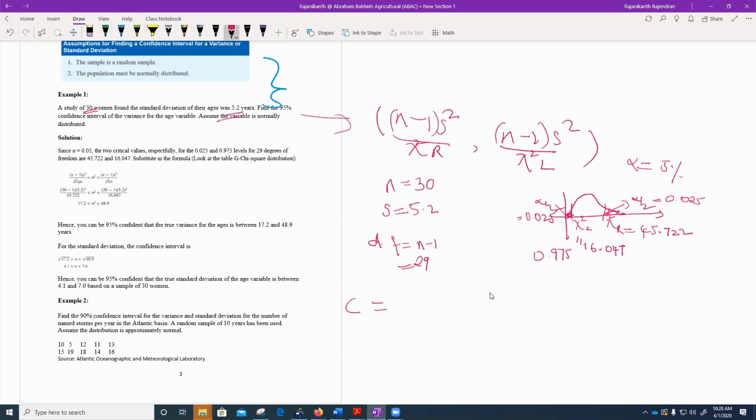Therefore, my confidence interval CI is, using this formula and plugging in the values, n minus 1 is 29 times s squared, which is 5.2 squared, over the chi-squared right point, which I got as 45.722. Then for the right-hand point of the interval, again 29 times 5.2 squared over the left-hand point, 16.047. That's it. Now take your calculator and simplify.